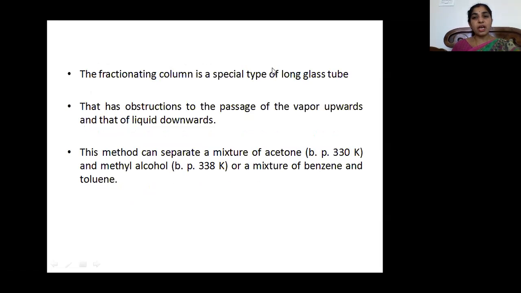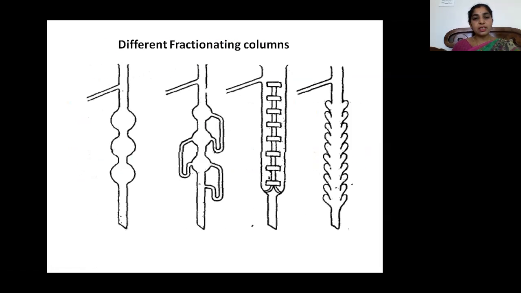It's a special type of long glass tube. It has obstructions to the passage of the vapor upwards and that of liquid downwards. You can see here these are the different fractionating columns. It has some obstructions you can see here. This and this have a little bit less, but these two tubes have more obstacles.